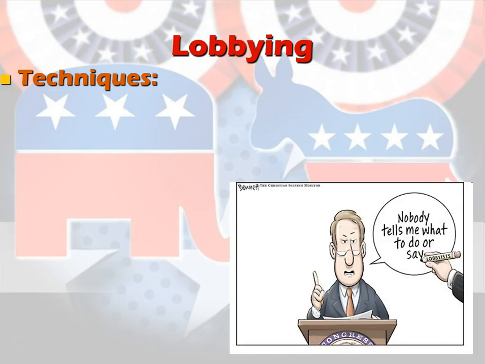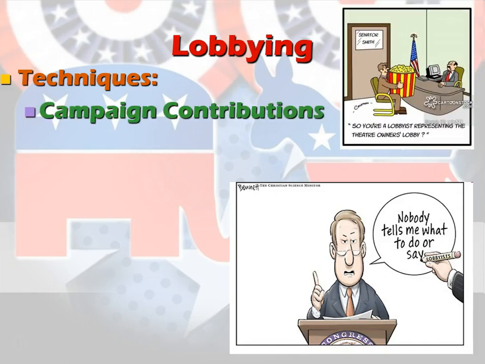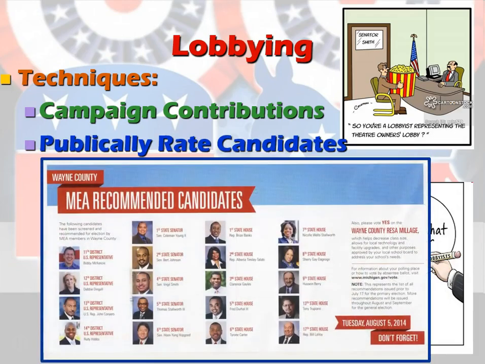Some of the ways in which lobbyists actually get things done, obviously they give campaign contributions. They give donations to candidates to try to get them elected. Is it bribery? Well, technically no. But on the other hand, if you give me a whole lot of money for my campaign, I'm probably going to hear out your point of view.